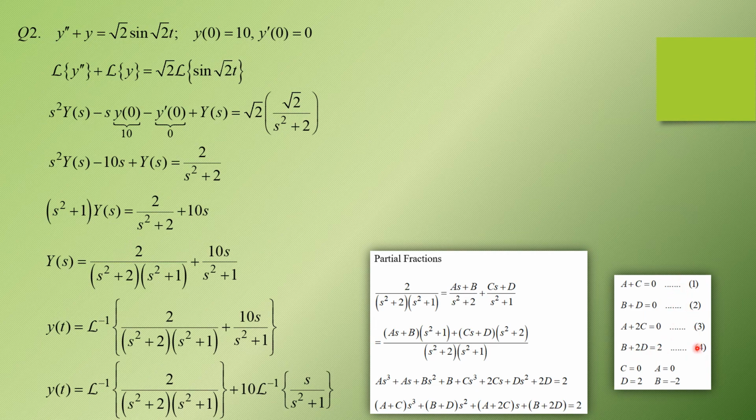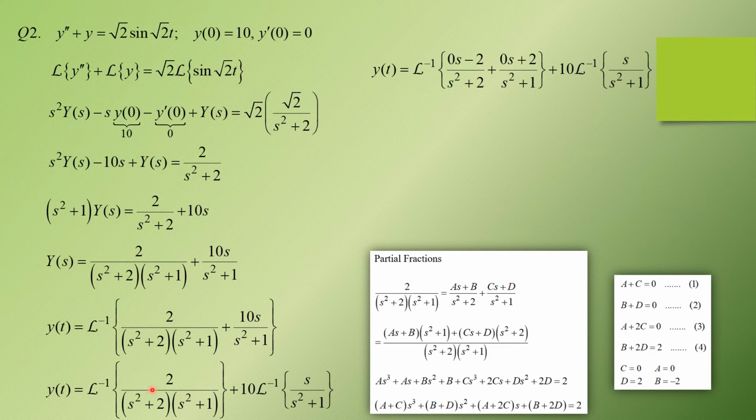I think it's easy for us to solve 1 and 3. If you solve 1 and 3, we'll get c and a both equal to 0. And when you solve equations 2 and 4, we'll get d equal to 2 and b equal to negative 2. Okay, so the next step is to substitute a by 0, b by negative 2, c by 0 and d by 2. So this is what we are getting.